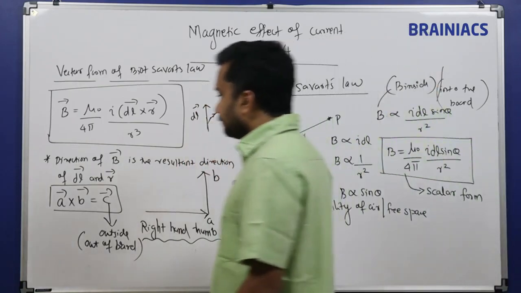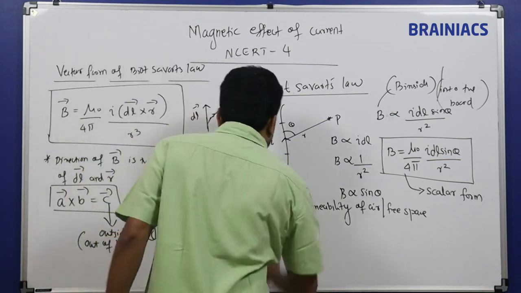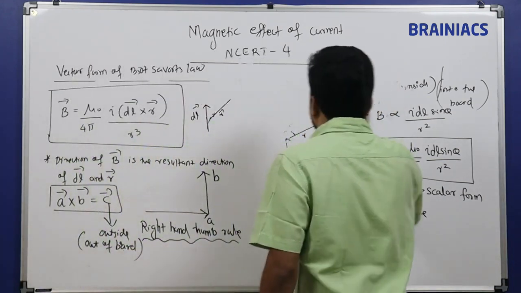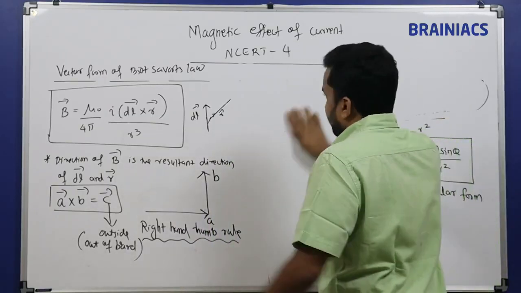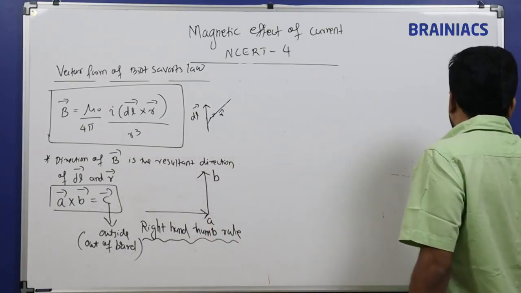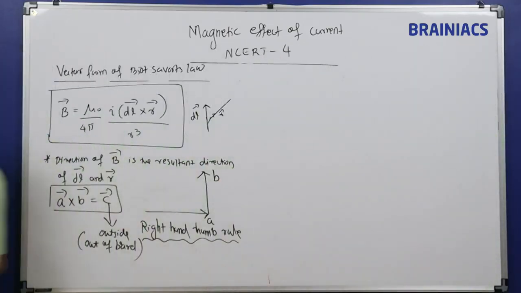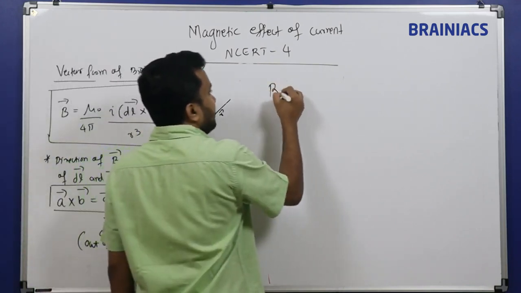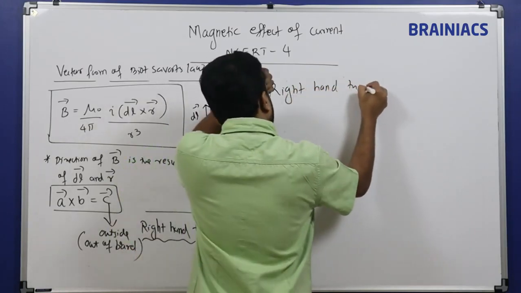So the right hand thumb rule, we will write it down. Hope you understood the concepts. Now we are learning this, we are writing the notes. The vector form of the Biot-Savart law is on the board, you have to note it down. To find the direction of the cross product of two vectors, we use the right hand thumb rule. So what is this right hand thumb rule? We will write a note.